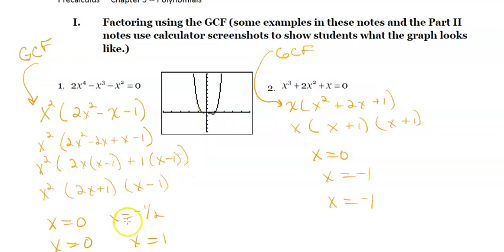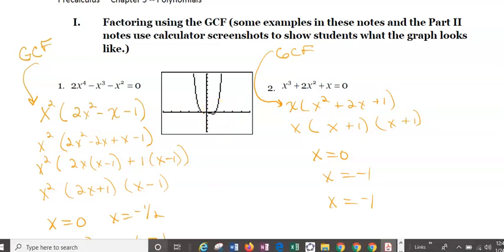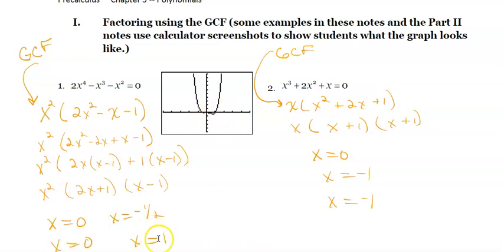Then I have x equals negative 1/2 from here. That's right here. It goes right through. And that's how I have x equals 1 right here. And that is x equals 1 right there. So I have 4 roots because the degree is 4. And I can see my 4 roots right here.